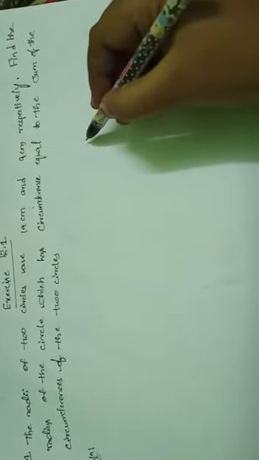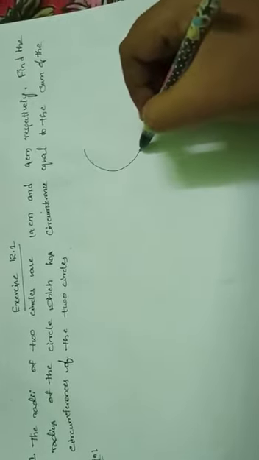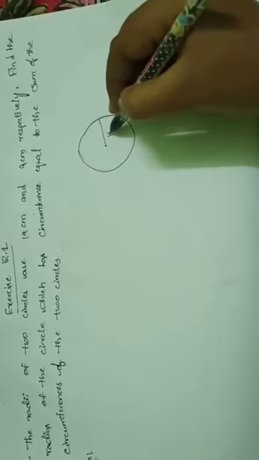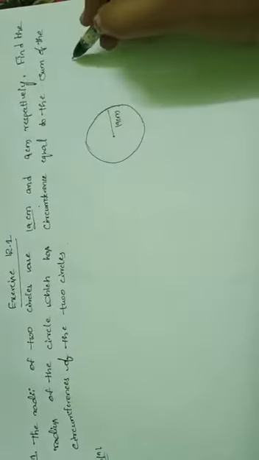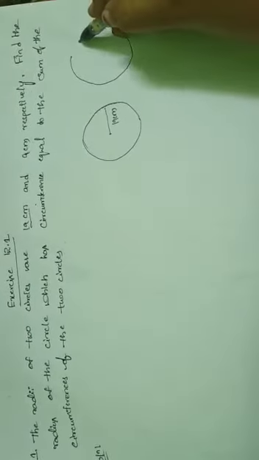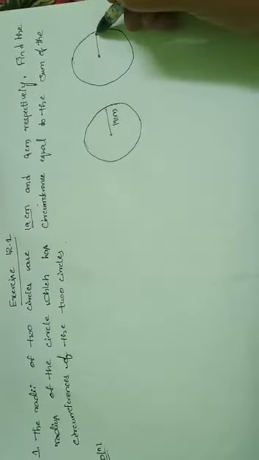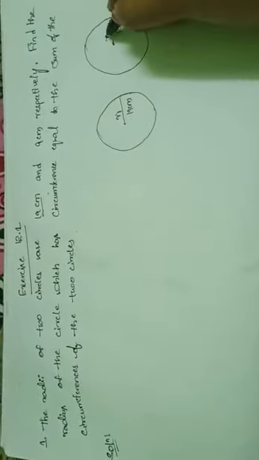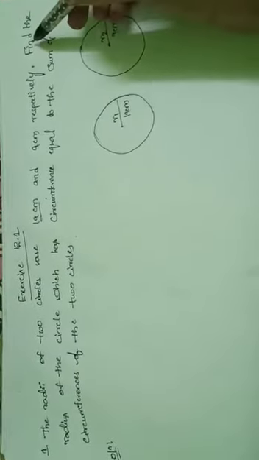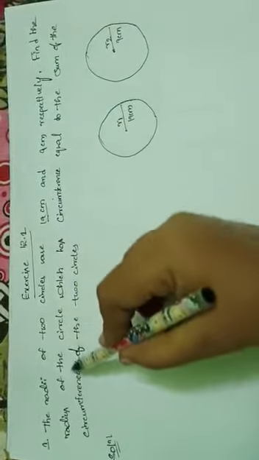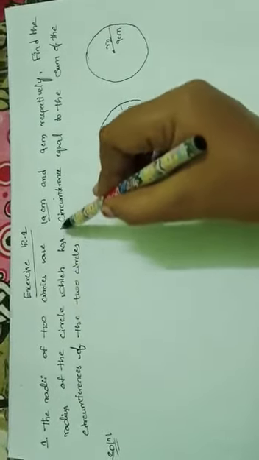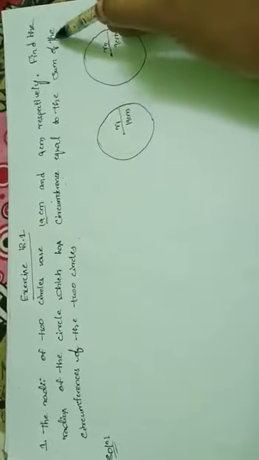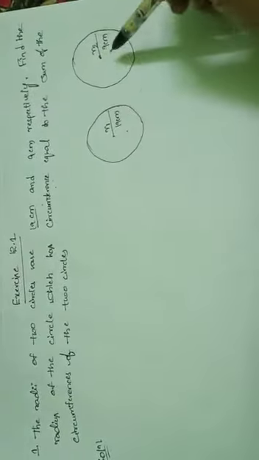radii of two circles. Draw two circles. This is one circle with radius 19 centimeters. Another circle radius is 9 centimeters. Let this is R1, this is R2. And here given one condition. The circle which has circumference equal to sum of the circumferences of two circles.